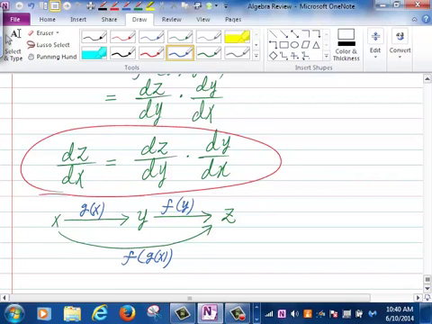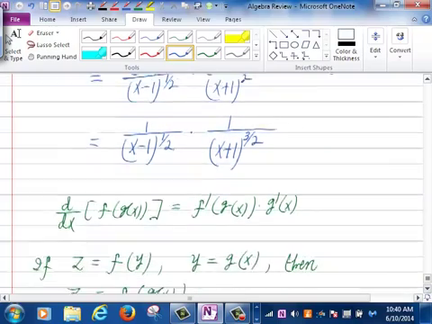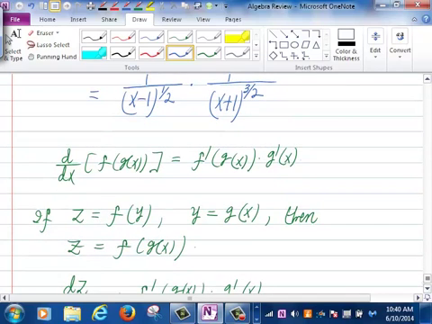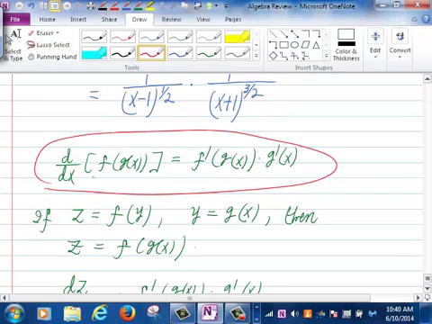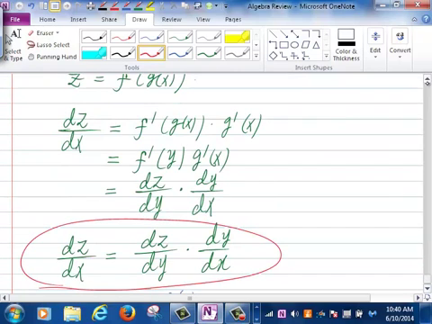I didn't give you the proof of the chain rule, but this is the chain rule that we have. That's what I showed you, that if you use that chain rule, you get dz/dx to be dz/dy times dy/dx. You don't have to know the proof of the chain rule. You have to remember this formula here. You have to remember these two formulas.